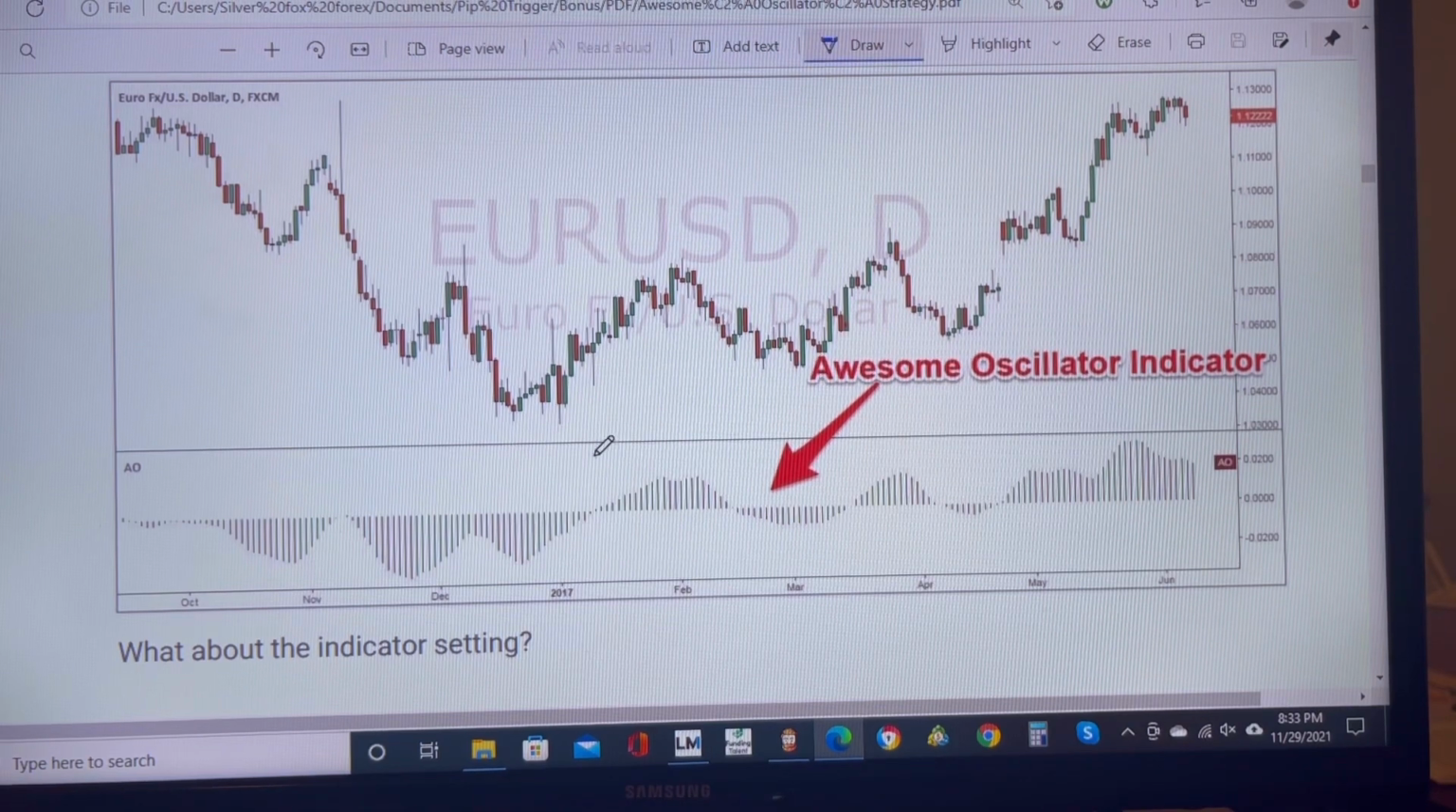This is showing you that right at this point here will be good to get in. If you look up, you're probably going to get in just as this candle is closing right here. This is safe for you to take the trade to the upside.